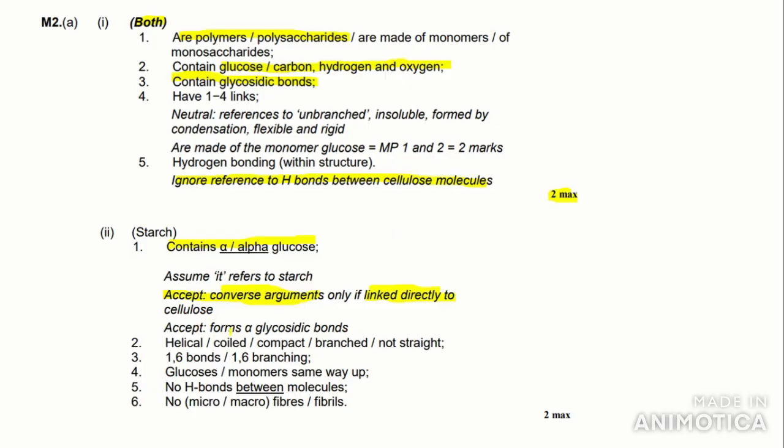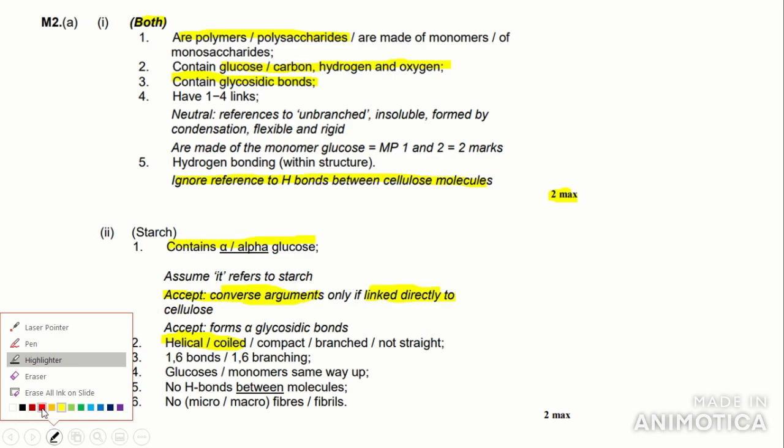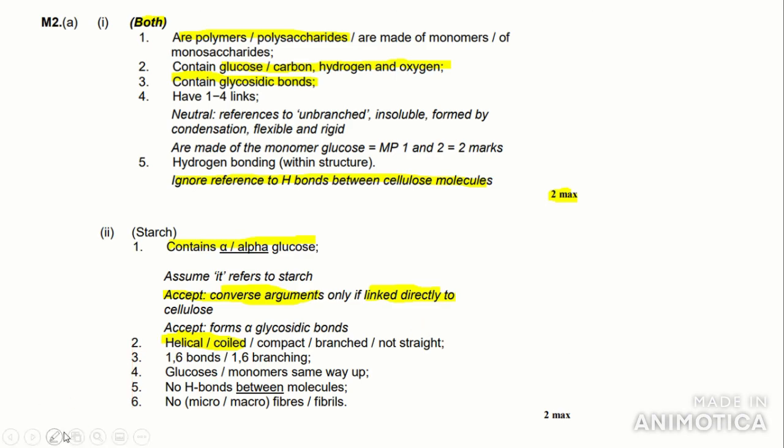And also they accept forms alpha glycosidic bonds, but I wouldn't recommend that you write that. And yes, they accept helical and coiled. And you can also write this compact, branched or not straight. One thing I did forget to mention earlier was that there is actually a branched form of starch called amylopectin.